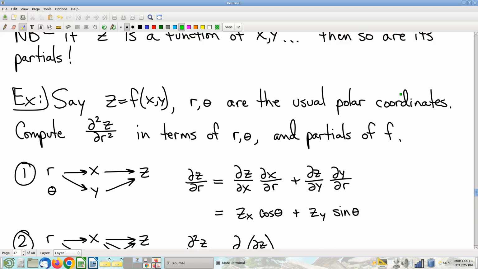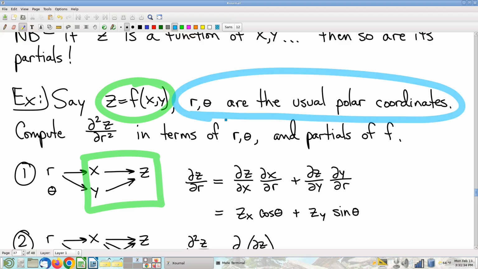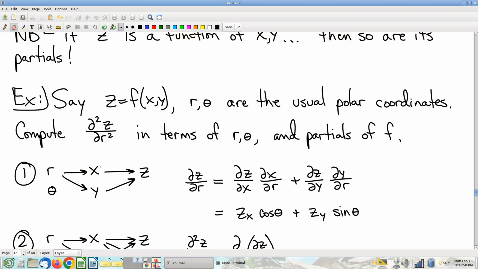So I'm going to view z as being a function of x and y here. That's represented on my diagram. And then I'm going to say r and theta are the usual polar coordinates. What I mean by that is, just like we talked about back in chapter 1, x and y were functions of r and theta. Right? r cosine theta, r sine theta, all that business. Okay, so with this setup, the question is asking us to compute this second partial.